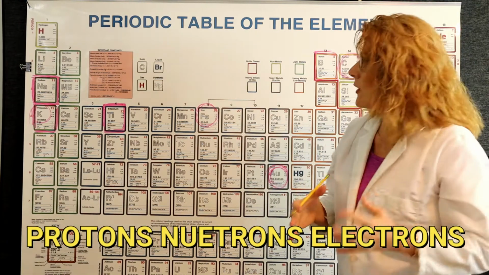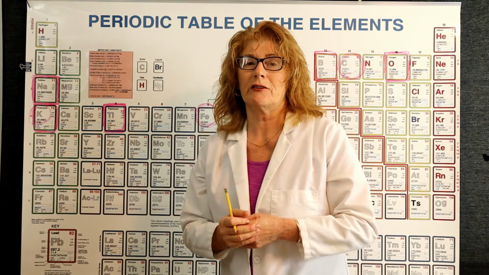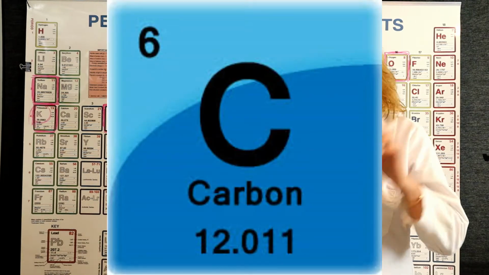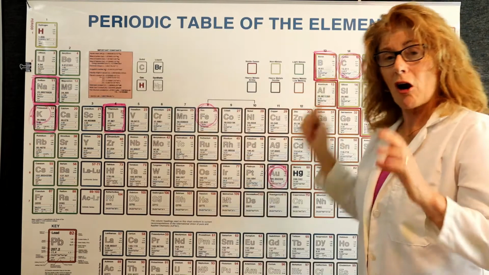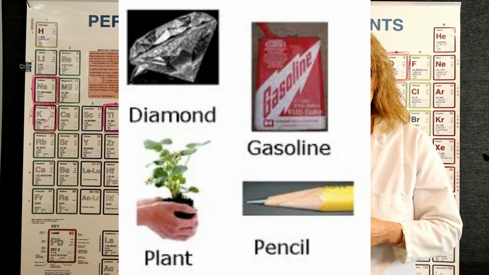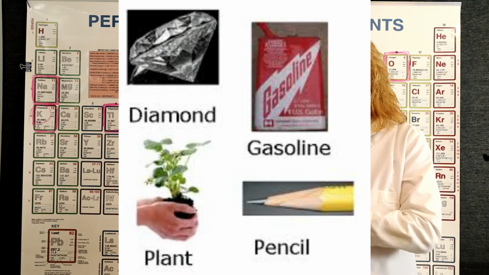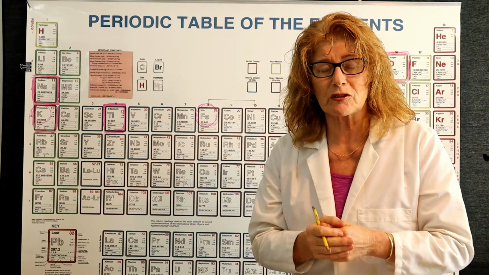So with this, let's take a look at the most common element, and that is the big C, carbon. Carbon's right here. Carbon is probably the most important element on planet Earth. It makes up, I think, something like 10 million different compounds.